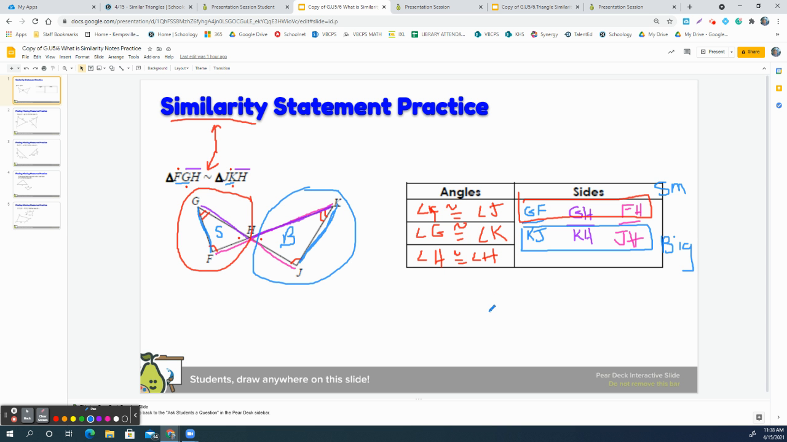Okay. JH. Yeah, trying to translate my handwriting is like translating a separate language. Does that make sense? So GF goes with KJ, GH goes with KH, and FH goes with JH. And all of the sides from the left triangle have to be next door neighbors, and all of the sides from the right triangle have to be next door neighbors. It's kind of an organizational nightmare. That's what my closet looks like. I need somebody to come in and do this to my closet.